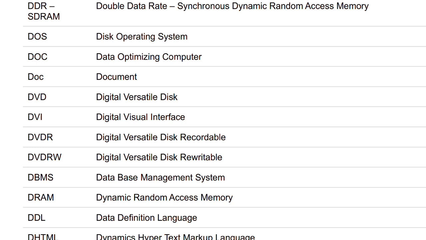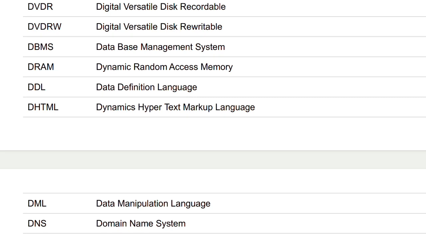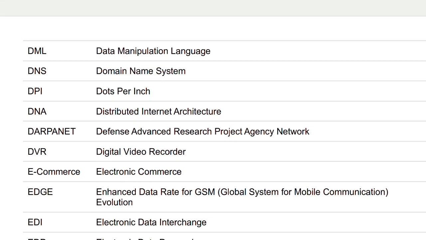Then we have a DVDR, digital versatile disk recordable. DVD-RW, digital versatile disk rewritable. DBMS, database management system. DRAM, dynamic random access memory. DDL, that stands for Data Definition Language. DHTML, that stands for Dynamic Hypertext Markup Language. Then we have DML, that stands for Data Manipulation Language. DNS, Domain Name System. Then we have a DPI, that stands for Dots per Inch.